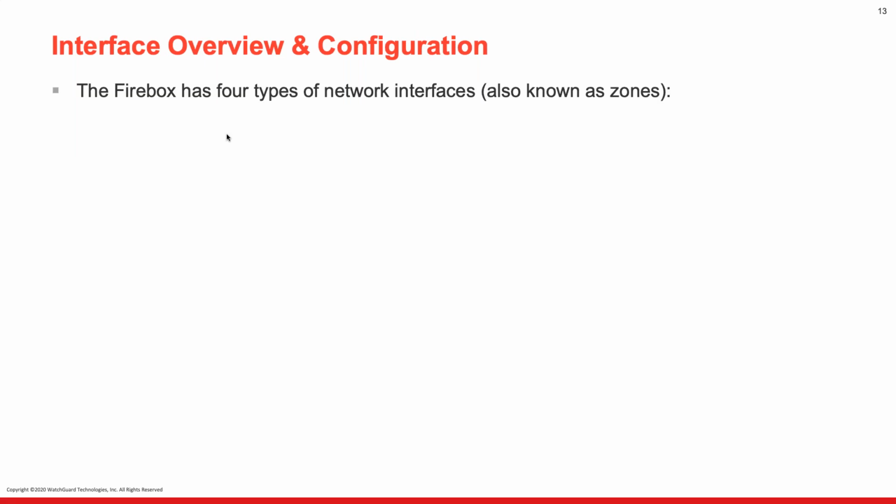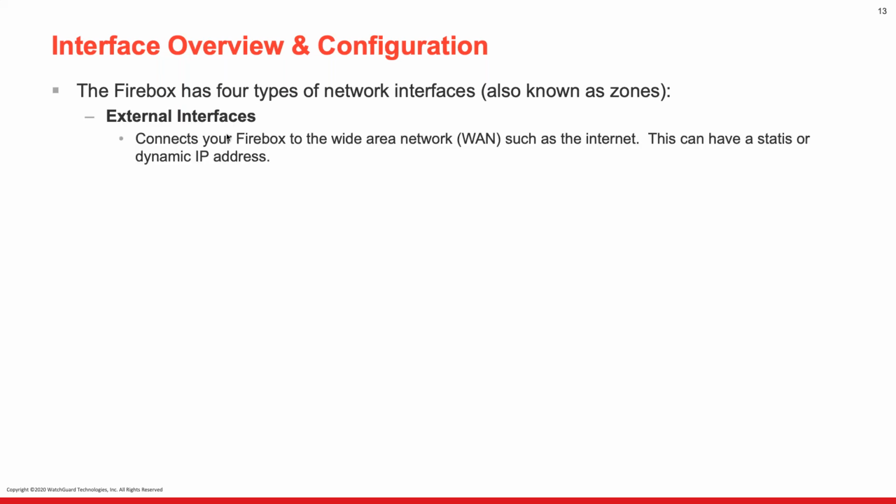So as we look at an interface overview, as we're just getting into it, we've opened up the Firebox, and maybe even before we are ordering that Firebox, we are designing a network schematic. Maybe it's a new network, or maybe we're changing a network schematic, and we're looking at how to configure our Firebox. With the Firebox, we have 4 types of network interfaces, also known as zones. We have our external interfaces, and that's going to connect your Firebox to the wide area network. So many times this is the ISP.